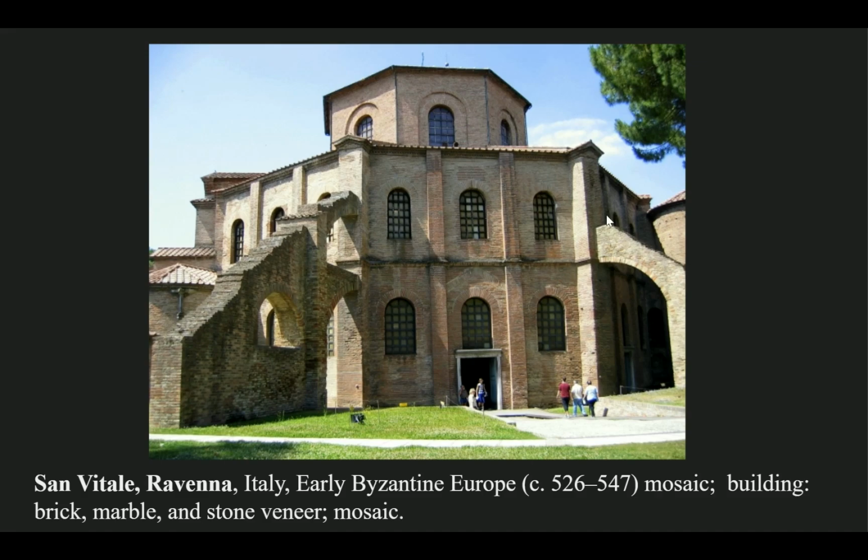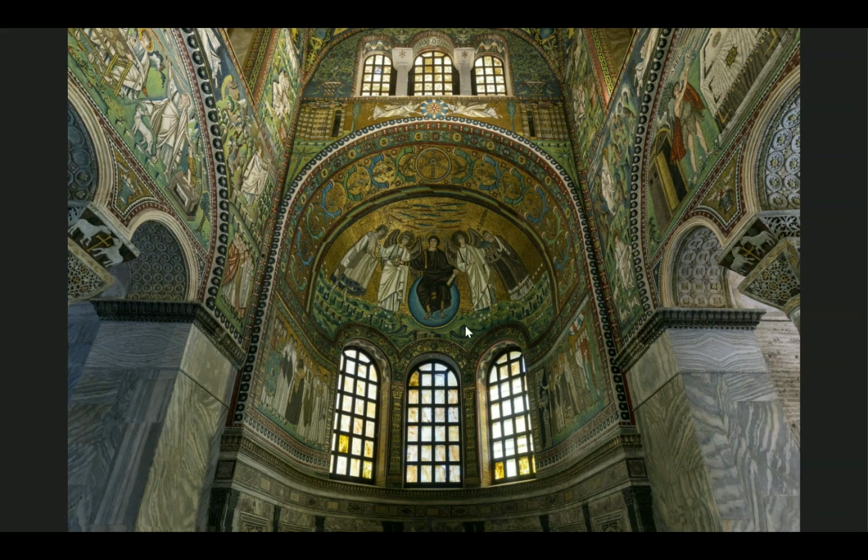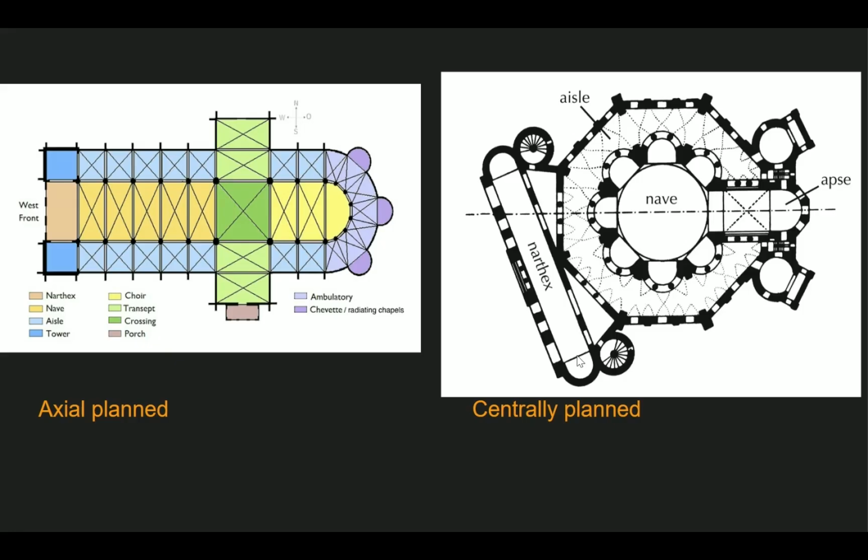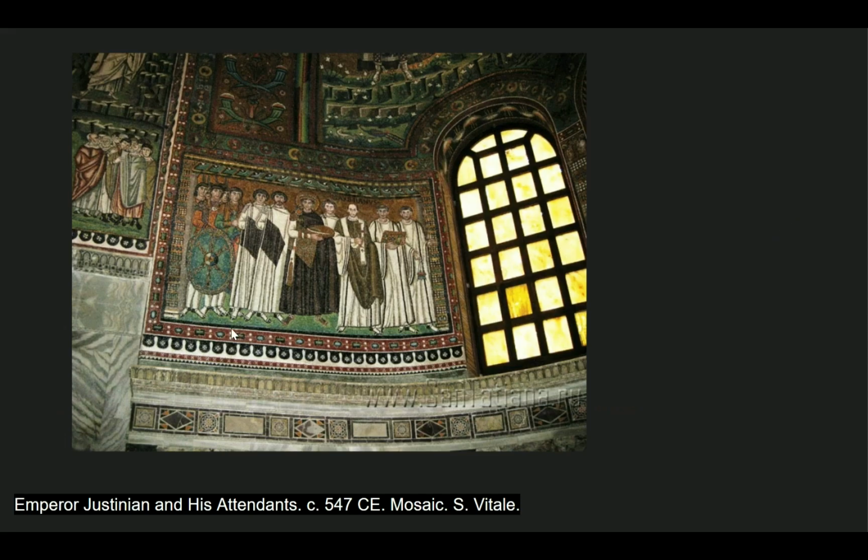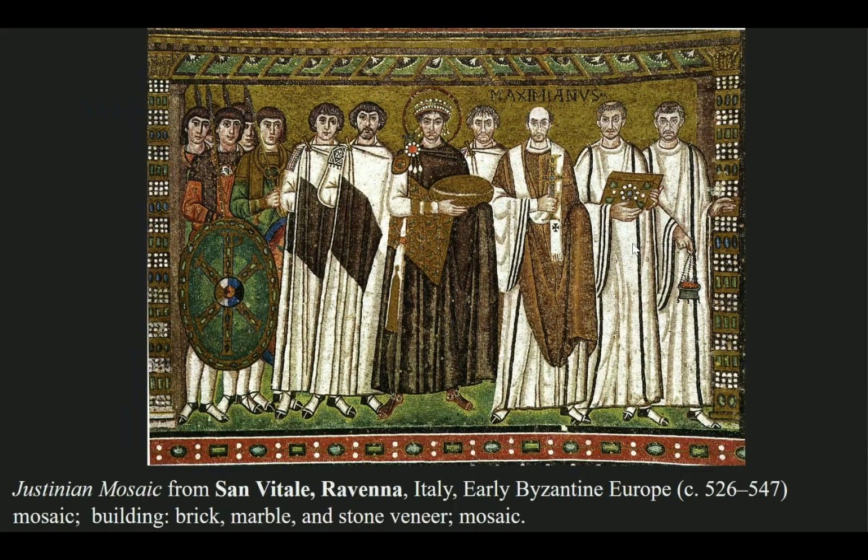So we're inside San Vitale. We were looking at the apse and how we discussed Emperor Justinian over here as Jesus's right-hand man. And we're going to look at Empress Theodora in a second. Now, you need to know the difference between the axially planned church, based off of a basilica, and this example of a centrally planned church. And so we're over here in the apse. So here is Emperor Justinian.